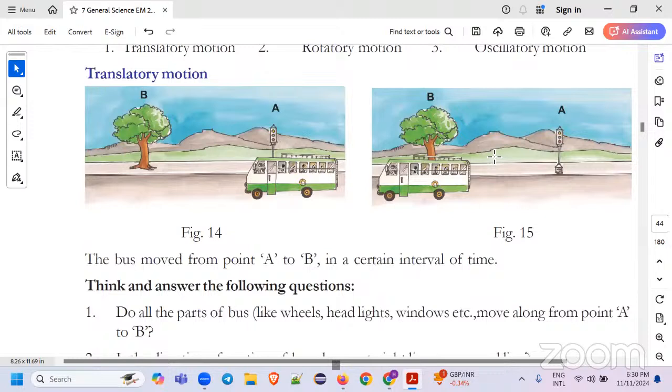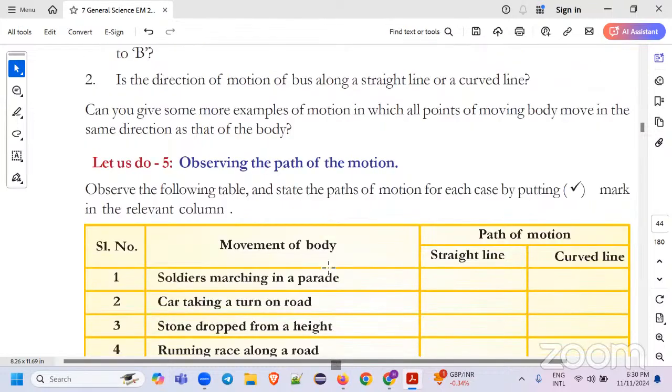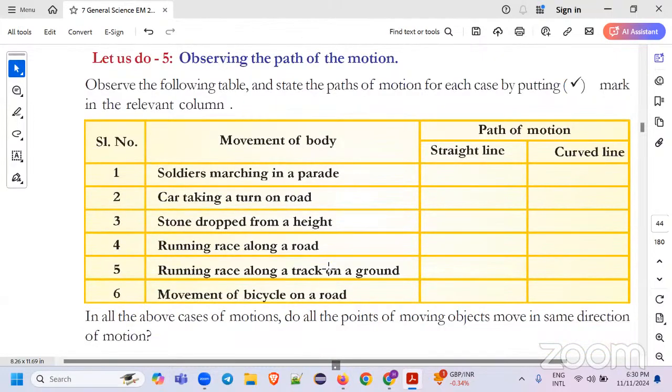For translatory motion, you can see the figure here. At B there is a tree, and at A there is a current pole or a signal pole, but the bus is traveling from A to B in a straight path. The bus moved from point A to point B in a certain interval of time. Observe here, some exercises are given in your reader.